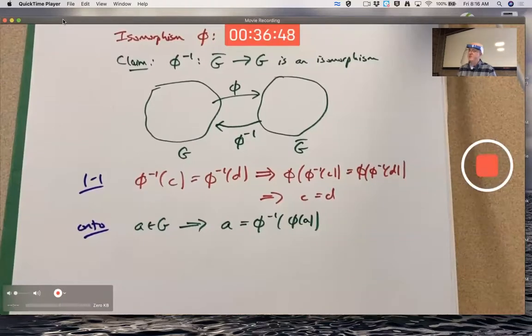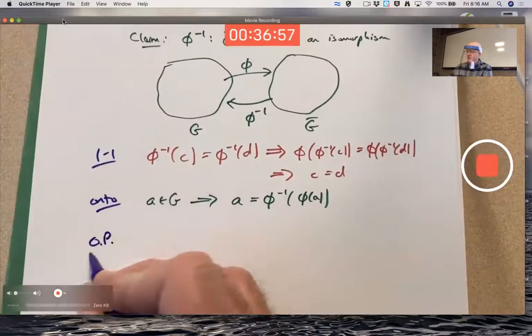How about operation preserving? That might be the most important thing to focus on. And maybe if I put this on the test, I'd say just prove it's operation preserving. OP stands for operation preserving.